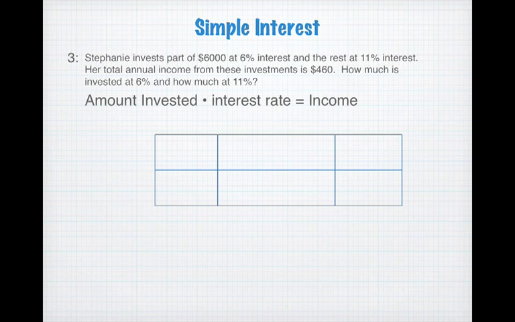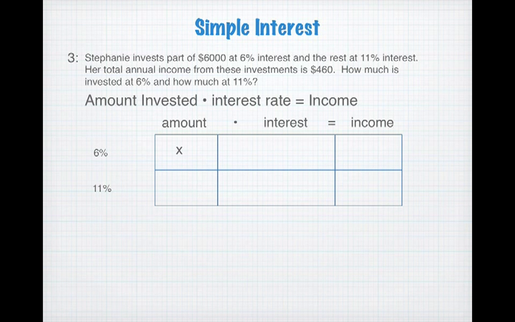When we solve these types of problems, a table is always helpful to organize our information. So we have the amount times the interest equal to the income, and we know the investment is split up into a 6% and an 11% investment. So we need to generate a variable. It doesn't matter if we assign the variable to 6% or 11%. So we'll go ahead and give it 6%.